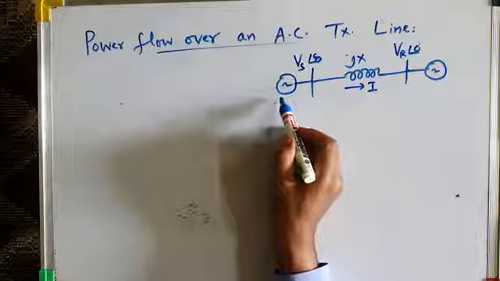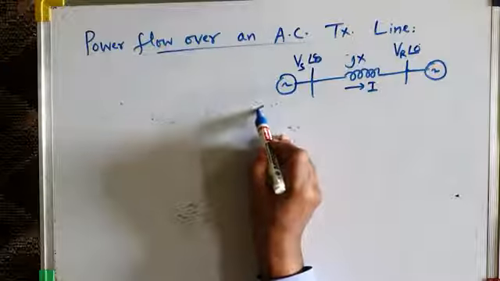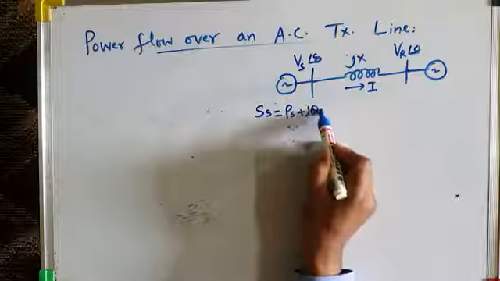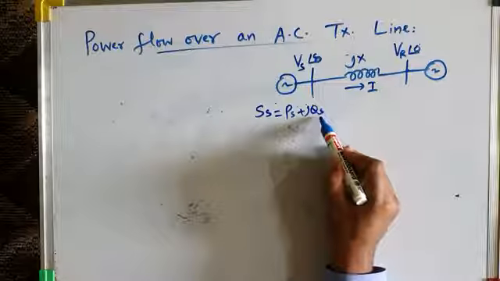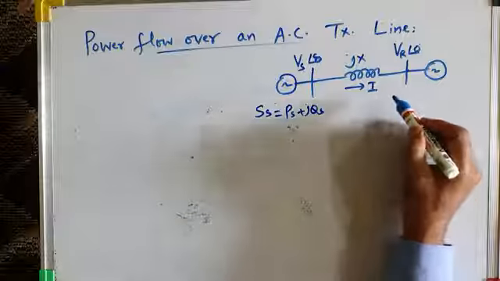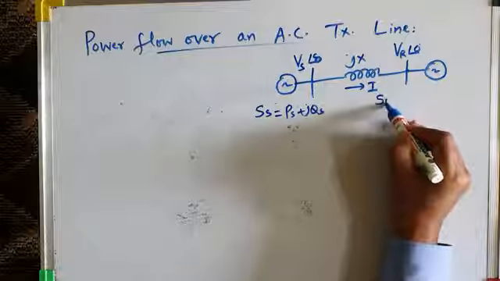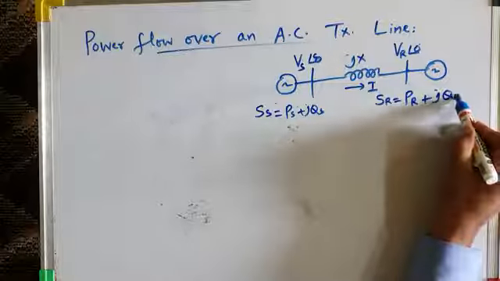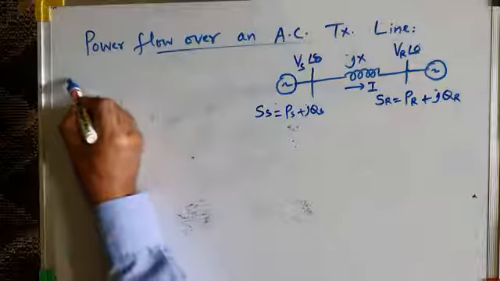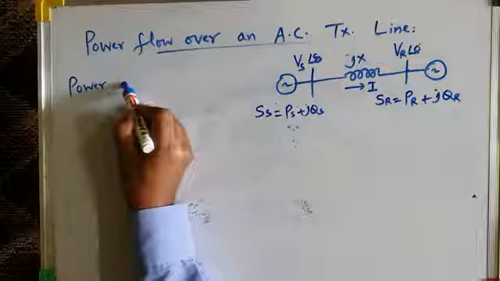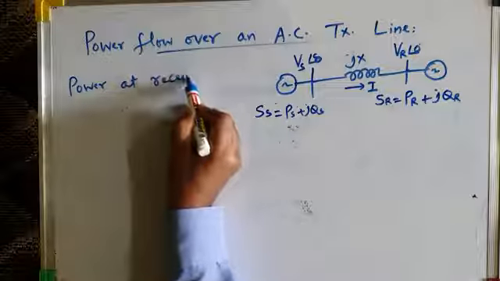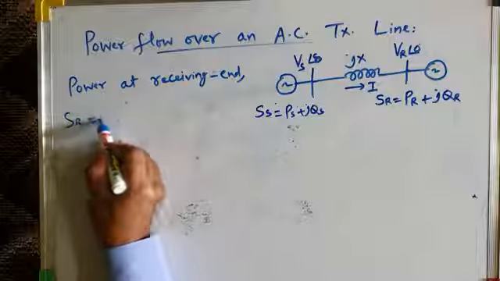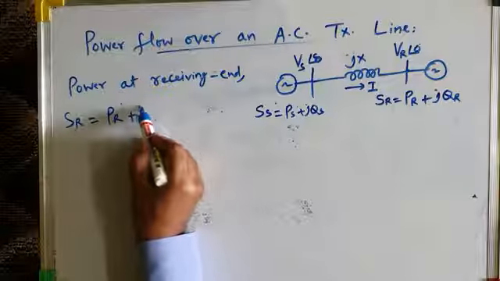The power which is generated at the sending end, the apparent power, is Ss equal to Ps plus jQs. It has an active power component and a reactive power component. The apparent power at the receiving end is Sr equal to active power component Pr plus j times reactive power component Qr. Right? So now I will write here power at receiving end. How much power will be there at the receiving end? That is Sr, apparent power, which is equal to Pr plus jQr.